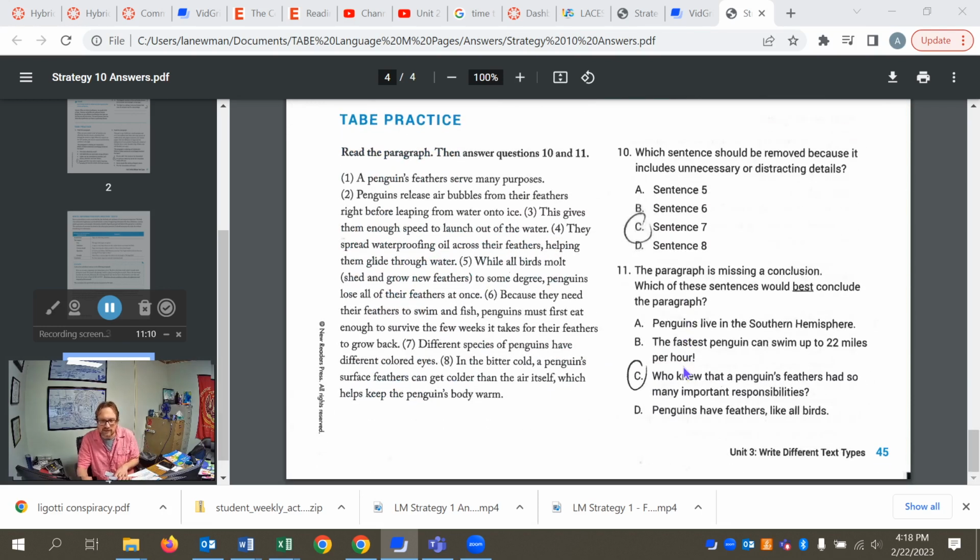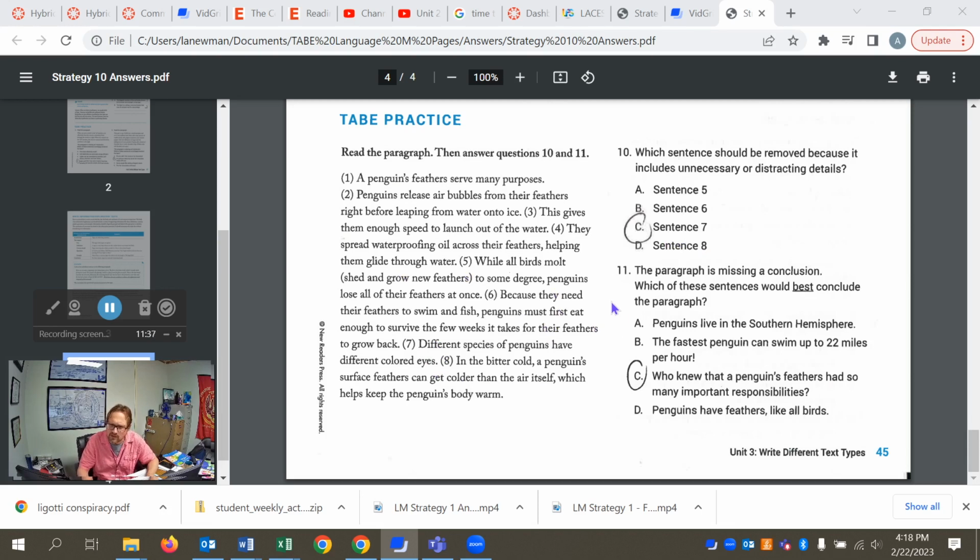Okay, and then the last two for this one, going off the long passage here about penguins. In 10, which sentence should be removed because it includes unnecessary or distracting details? It's C, sentence 7, because we don't have any other mention of eye color of penguins, and it doesn't necessarily relate to their ability to handle cold and their feathers either.